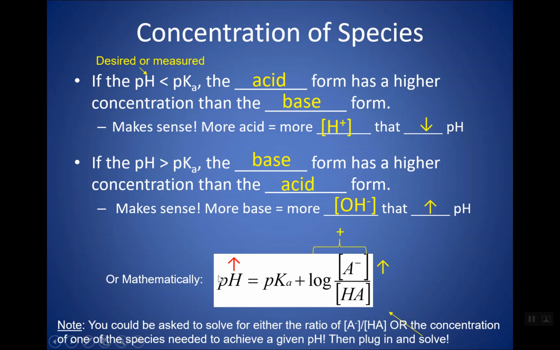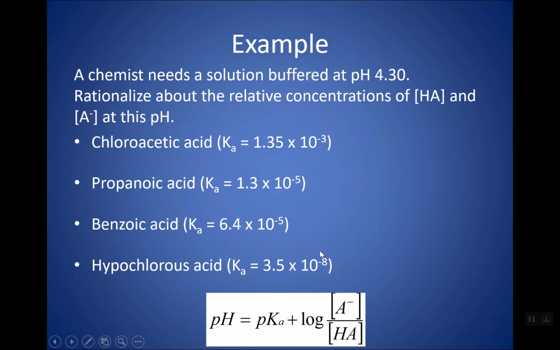So totally makes sense. They love to ask questions about this logically, like we just talked about, or you could also be asked to solve for the ratio or the concentration of an individual species needed to achieve the pH, meaning they give you the pH, they give you the pKa, you have to solve for either this ratio or one of them given the other. So just make sure you're comfortable rearranging this equation, solving for any one of these missing variables. This is a little more conceptual, so take a moment, try this example, then check your work.